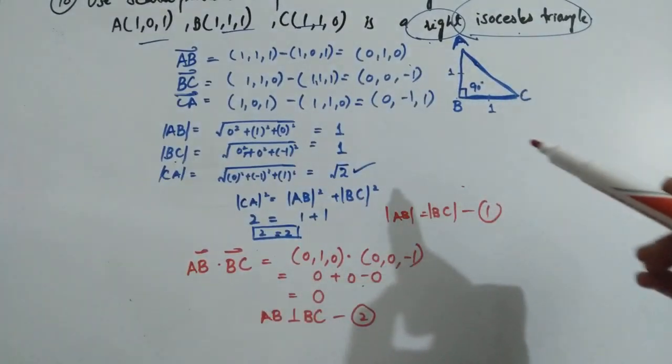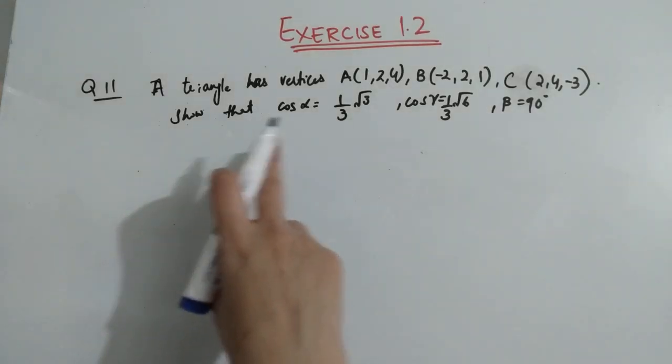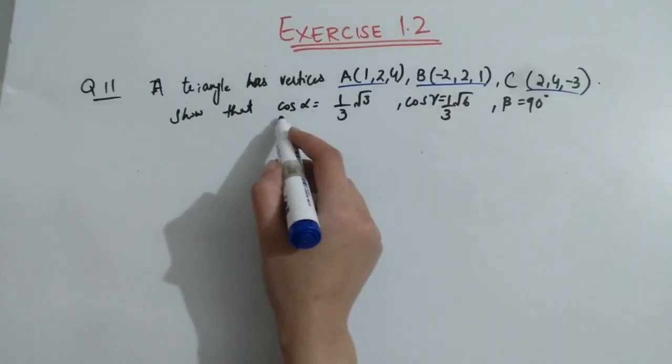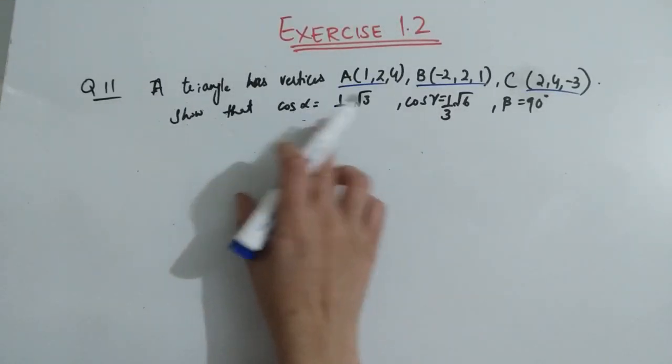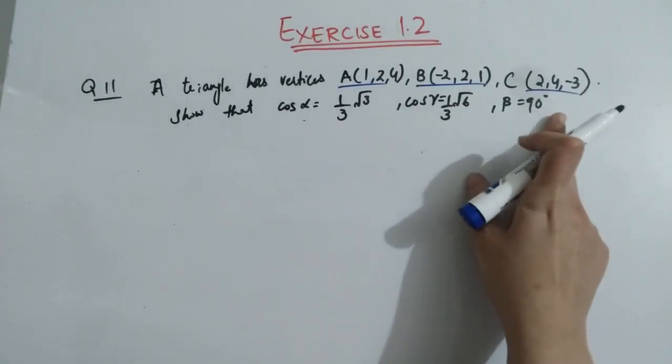In question number 11, you are given a triangle with vertices A, B, C, and you have to prove that cos α is √3/3, cos γ is √6/3, and the angle β should be equal to 90 degrees.